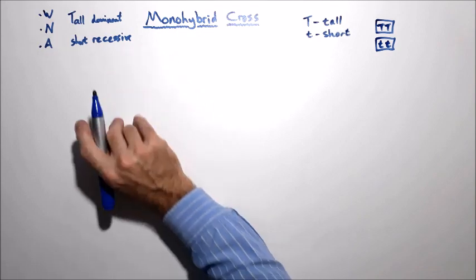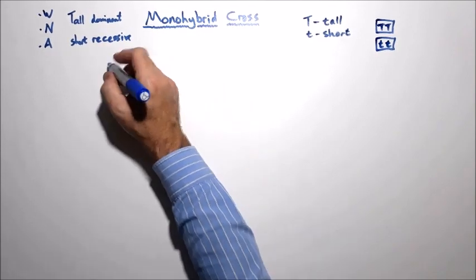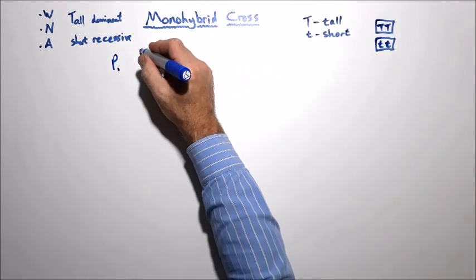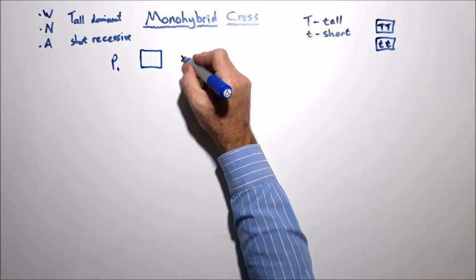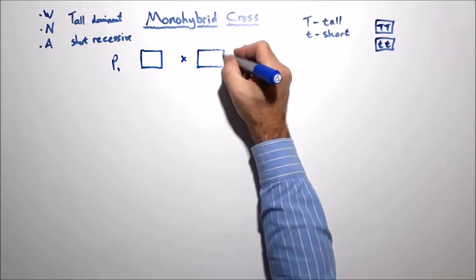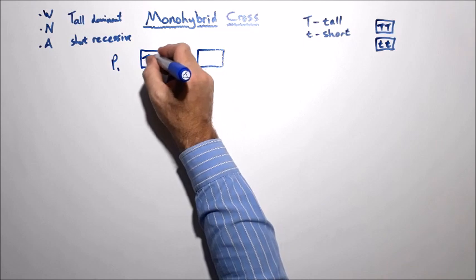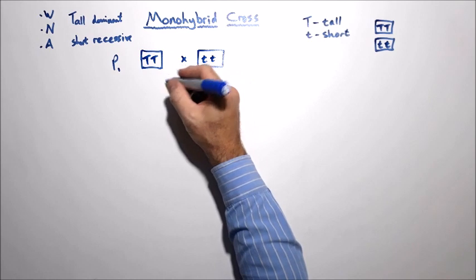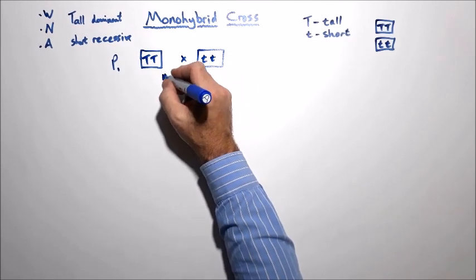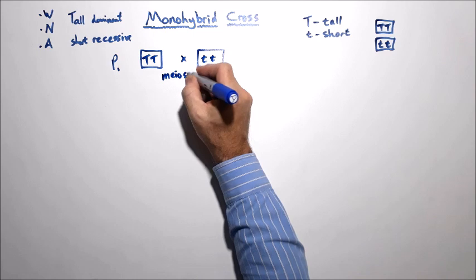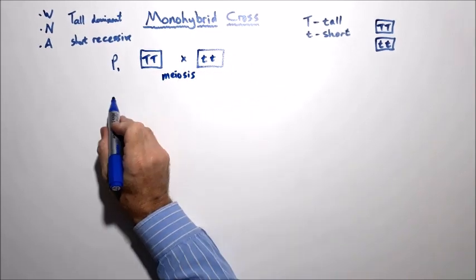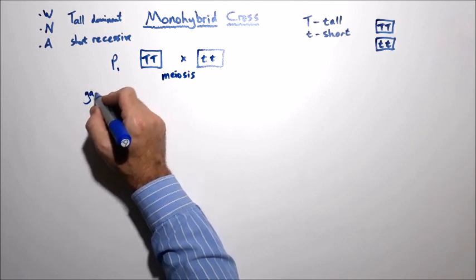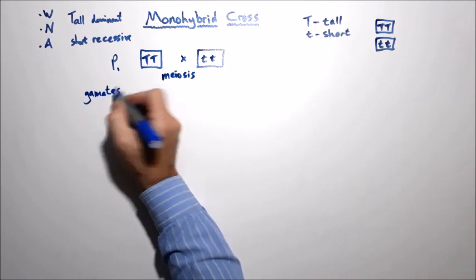Over here, and this is very important how you lay it out, so please watch carefully. P1 are the parents. So we put the parents into boxes like this, and we're going to cross it with another parent like that. So we're going to cross a purebred tall with a purebred short. Then what happens to get the gametes, we need this process called meiosis. So it's okay to write meiosis there, and then over here we've got to write the word gametes. So I'm going to move across a little bit just to give me some space.